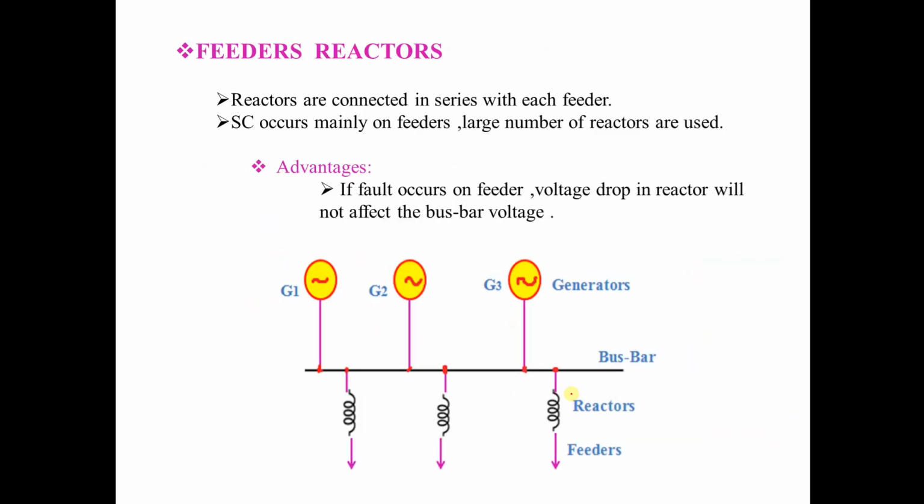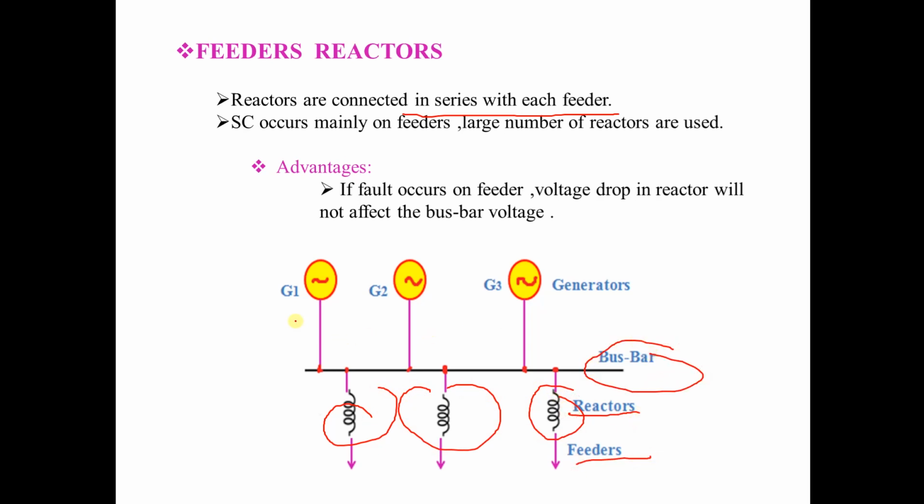The next one is the feeder reactor. When a reactor is connected in series with each feeder, it is called a feeder reactor. So each feeder has a reactor connected in series. In the diagram, these are the reactors, this is the feeder, and this is the bus bar with the different generators.